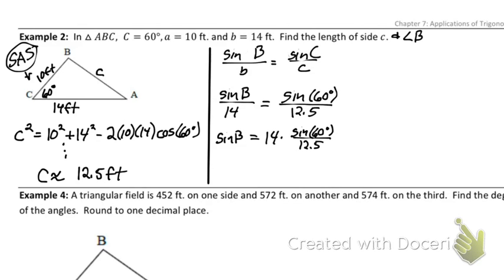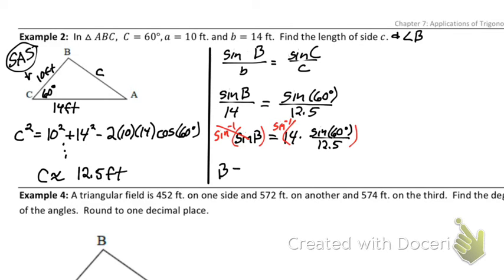But that won't actually get me B. I need to take the sine inverse of both sides. So I'm going to shift this over just a little bit so I can fit a little sine inverse in there. We're going to take the sine inverse of both sides, because then my sine inverse and sine cancel each other out, and we're just left with sine inverse on the other side. So we're going to come up with B equals the sine inverse of all of this stuff.